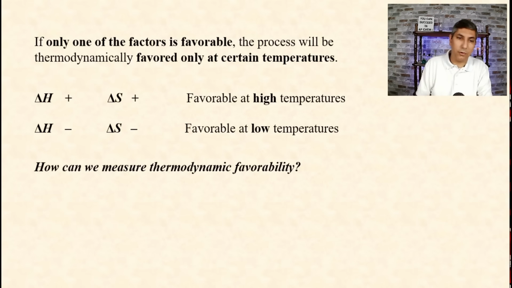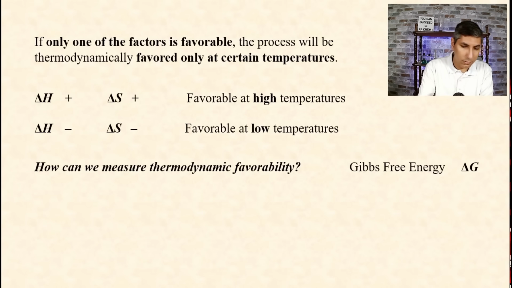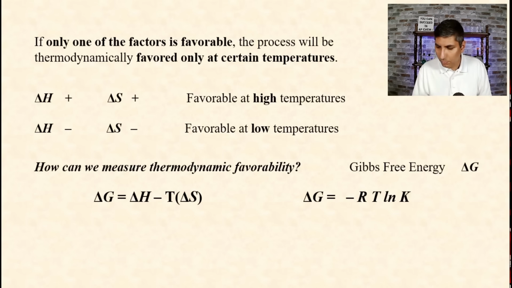Now, how can we measure thermodynamic favorability? Well, there is a numerical value for that. We call that delta G. That's the Gibbs free energy. And there are a couple ways to calculate delta G, Gibbs free energy. We can use this equation right here. Delta G equals delta H minus T times delta S. We can also use this equation if we know the equilibrium constant. We can take delta G, and that's equal to negative R, which is 8.314 joules per mole per Kelvin, times the Kelvin temperature, times the natural log of the equilibrium constant.